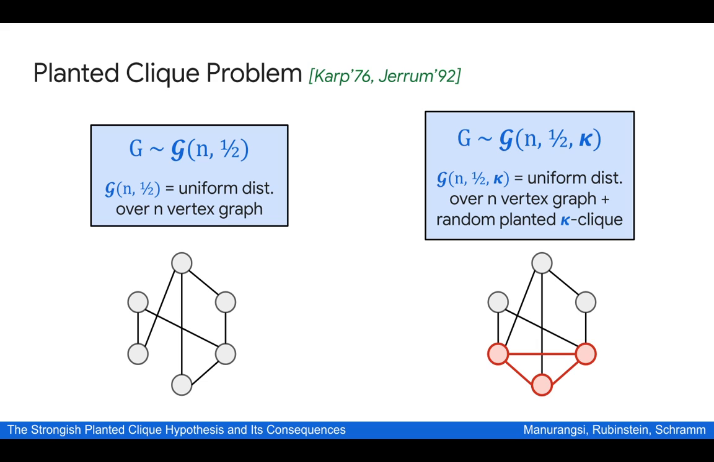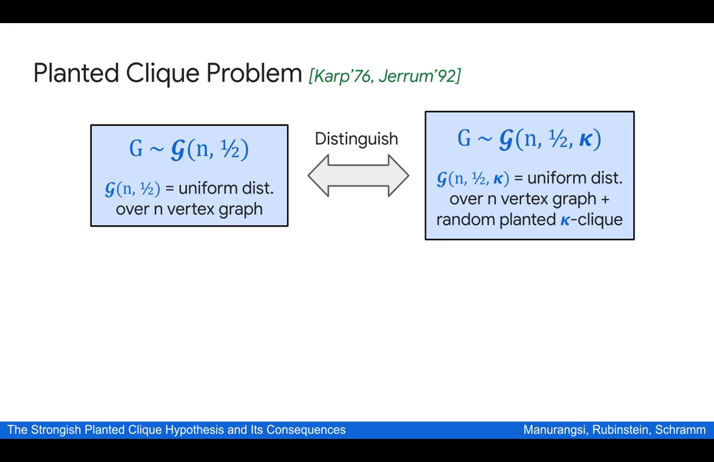In the planted clique problem, we are presented with a graph G, which comes from either Gn² or the planted distribution. And our goal is to distinguish between the two. Specifically, if G comes from the former distribution, we want to output random with probability say at least 2/3, and if it comes from the planted distribution, we want to output planted with probability at least 2/3.